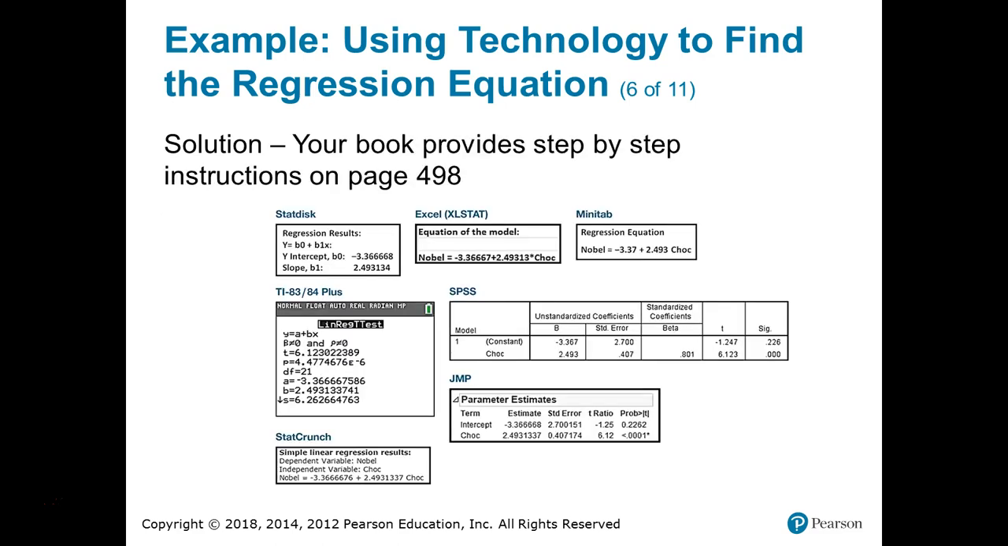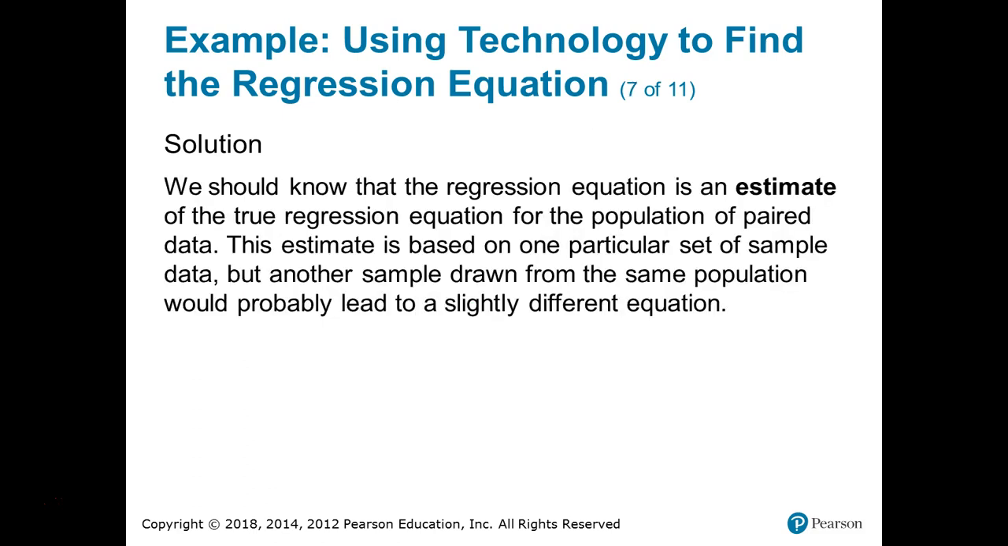Your book provides step-by-step instructions on page 498 if you don't like it the way I described it. We should remember that the regression equation is just an estimate of the true regression equation of the population. It's based on one set of sample data. The more sample data you have, or if you have different sample data, it will probably lead to a slightly different equation.